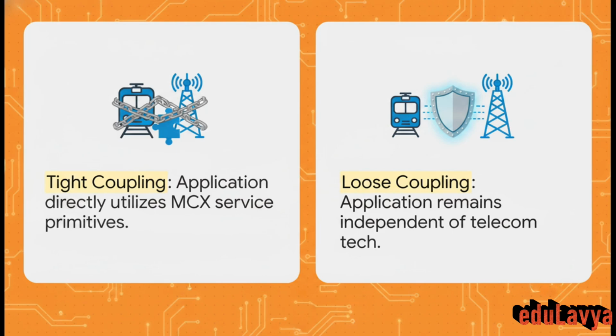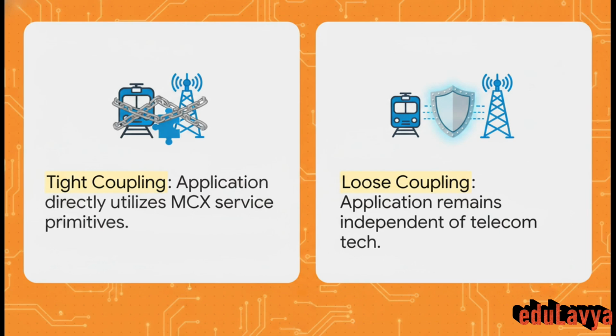Well, we have two main regimes to look at. First up is tight coupling. This is where the application directly utilizes mission-critical, or MCX, service primitives, so it's actually aware of the telecom network. But then, on the flip side, we have loose coupling. Here, the application remains strictly independent of the telecommunications technology.